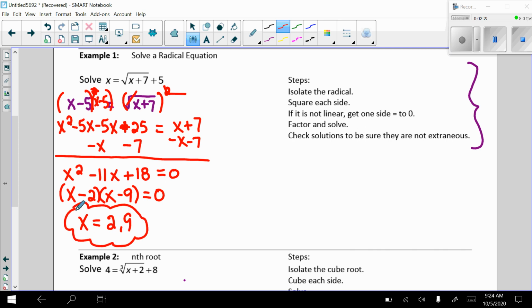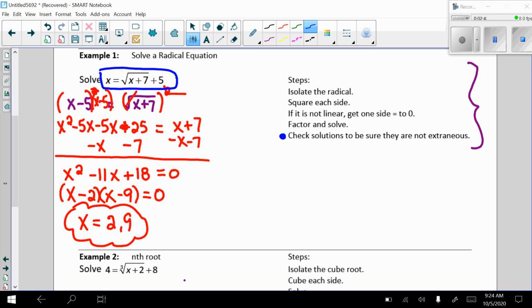And here's the deal. Just because we did all of our math correctly doesn't mean that those answers are actually both going to work. So we actually have to check our answers when we have problems with radicals, because sometimes we get what we call an extraneous solution.